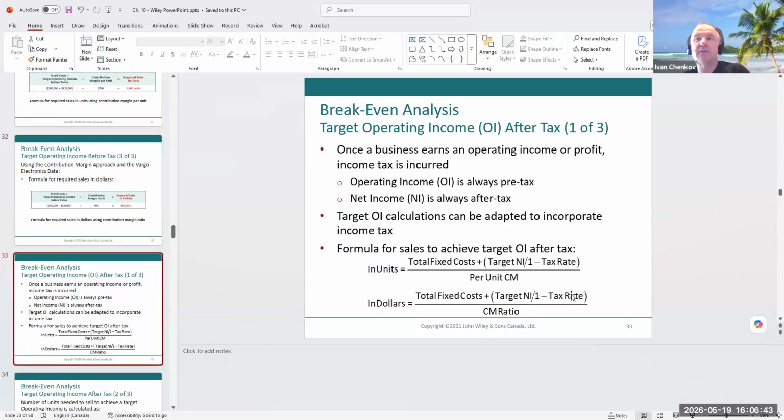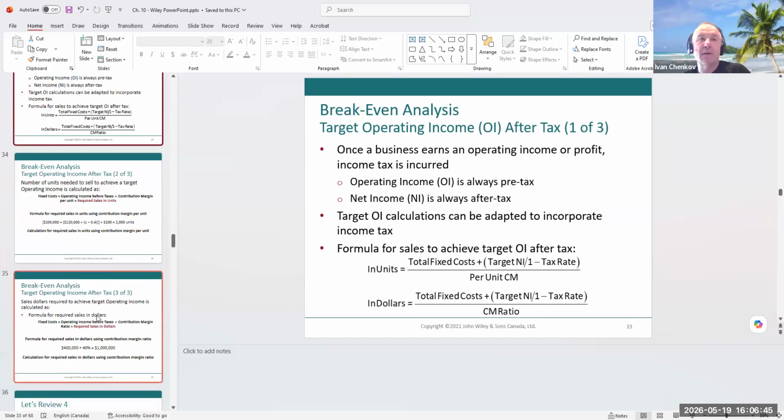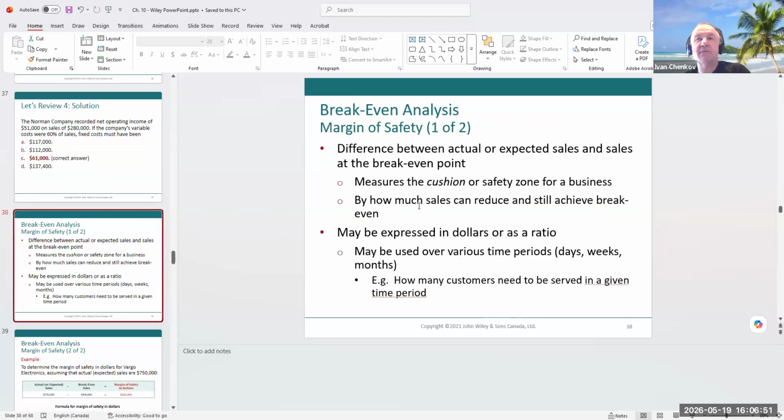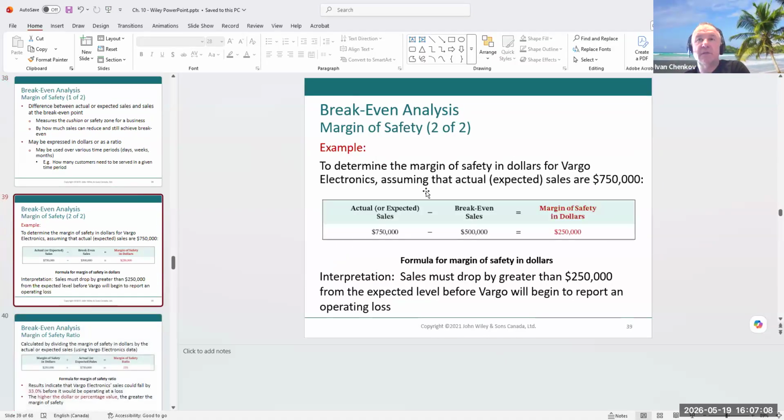If you have to include the tax rate, it becomes a little bit more complicated. Margin of safety, let's go with the margin of safety. The idea is the one I explained on the Excel spreadsheet: it's simply the safety zone your business is in. You're comparing the current sales with the break-even, and once you see the actual sales compared to the break-even, it's going to give you how far away from the break-even point you are. And that's going to give you the margin of safety.